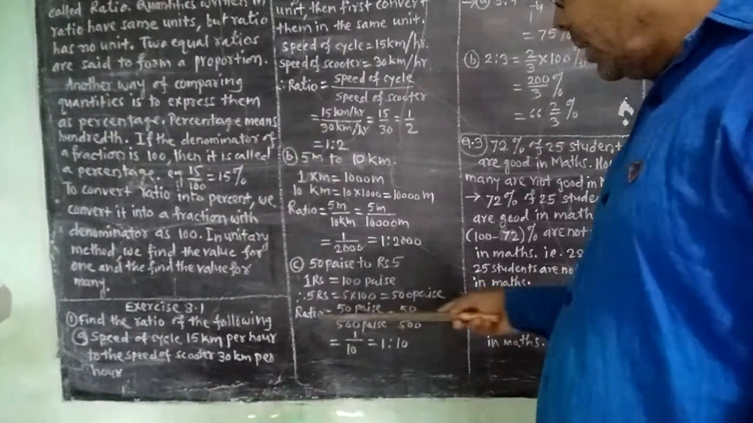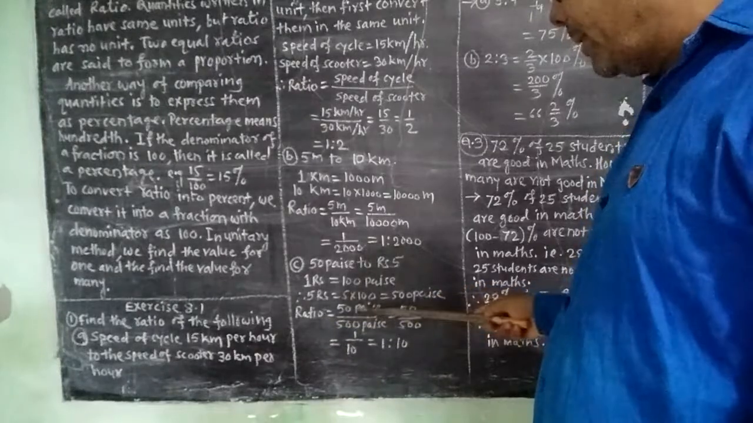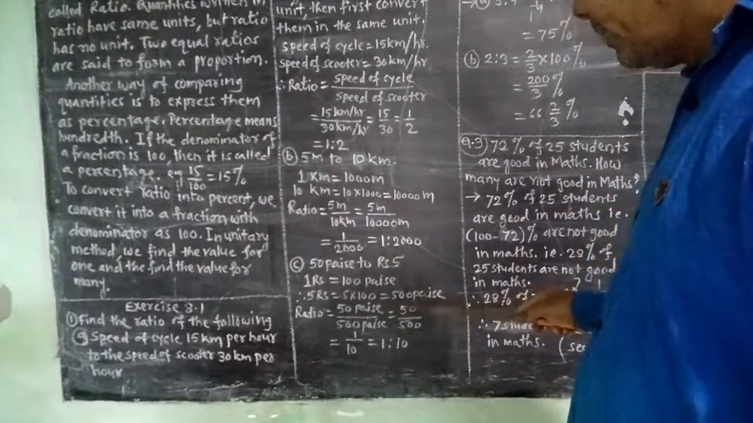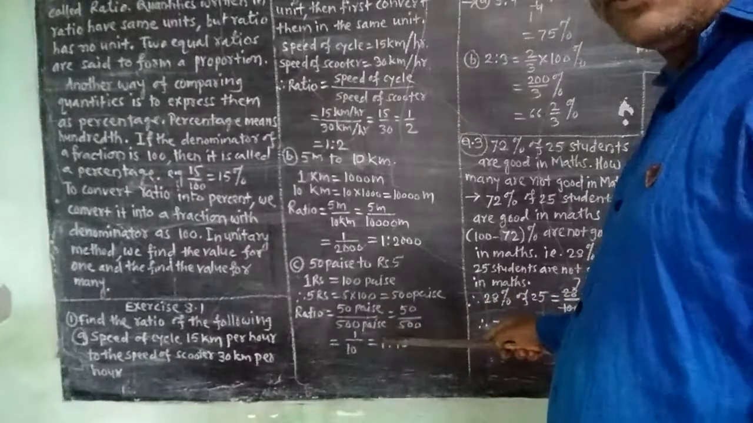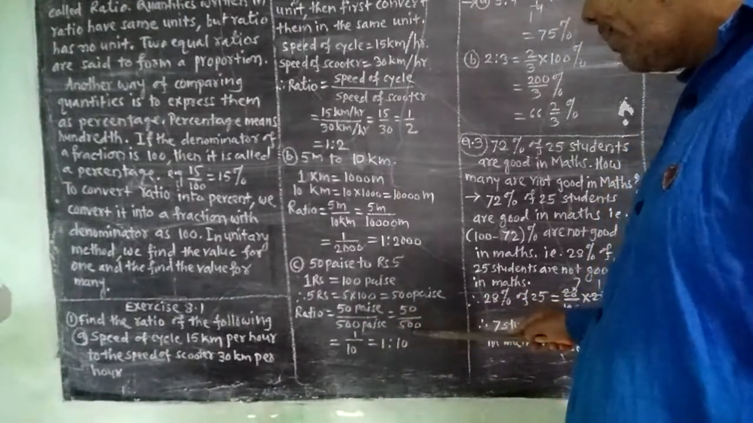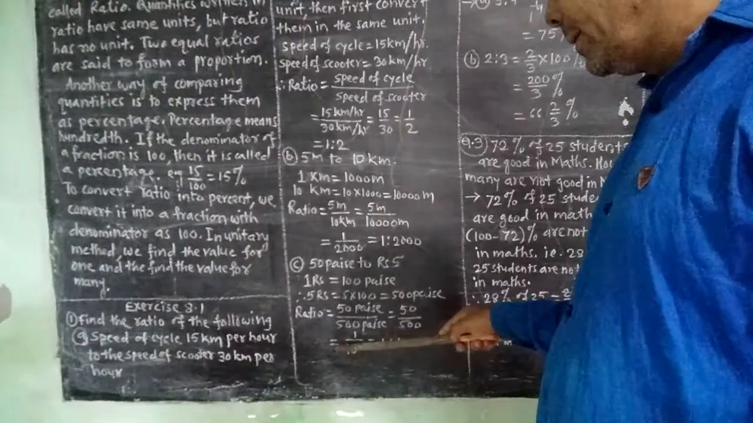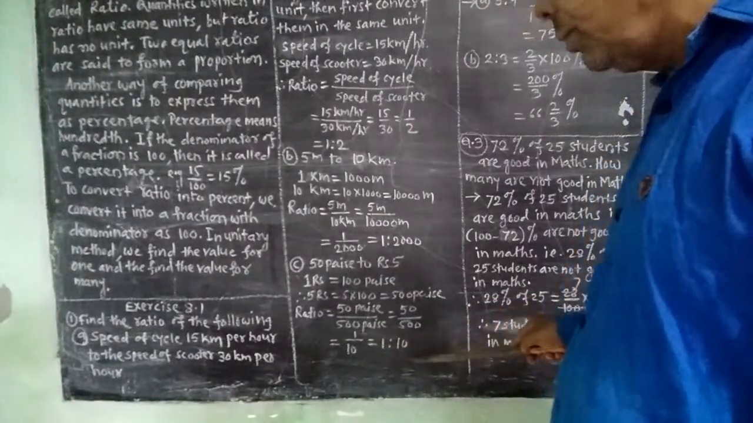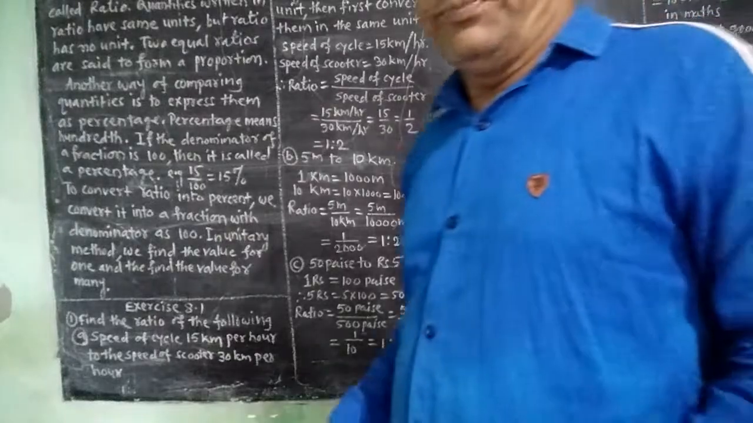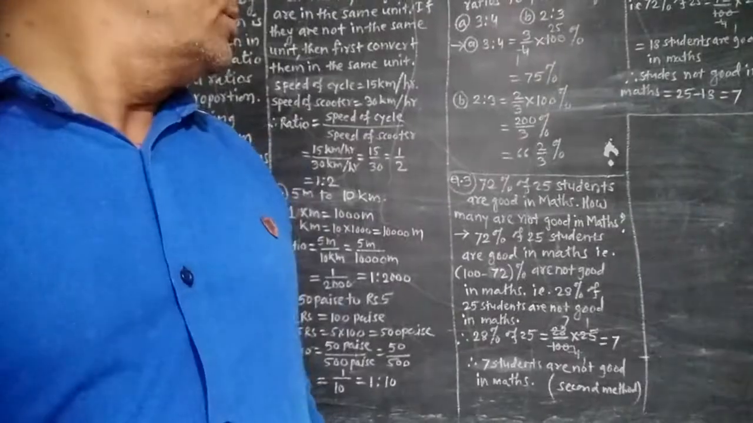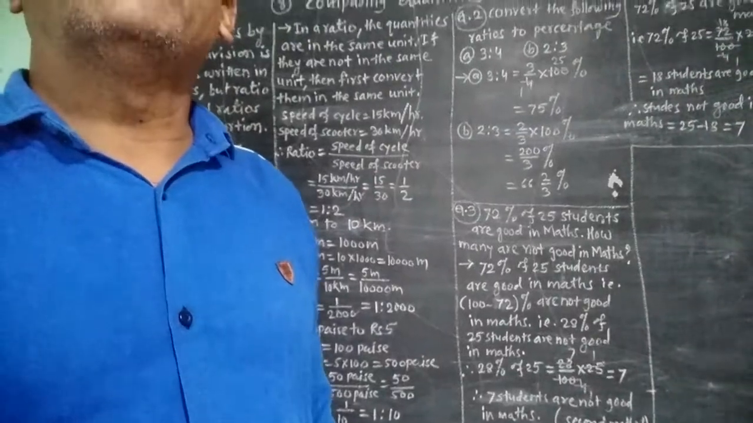So here the ratio is equal to 50 paise divided by the converted unit, that is 500 paise. Here paise will get cancelled, and then we will get 50 upon 500, or it can be written as 1/10, or it is equal to 1:10. In this way we have solved the first question from our exercise.